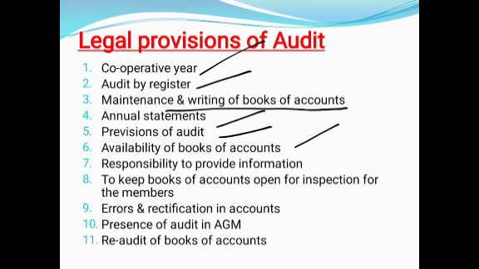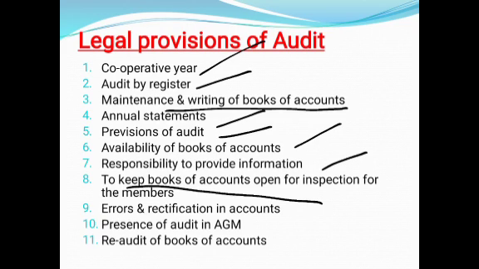Then availability of the books of accounts. When you go for the audit, all the books of accounts should be available at the time of auditing. The next is the responsibility to provide information. All the responsibilities when you maintain the audit of your accounts or books, you have to provide every piece of information about the particular transactions. Then to keep the accounts open for inspection by the members.